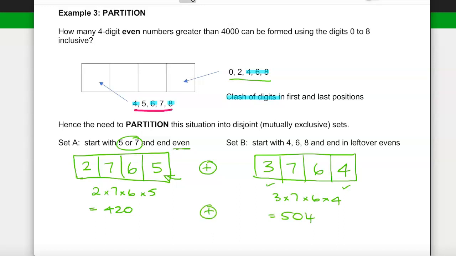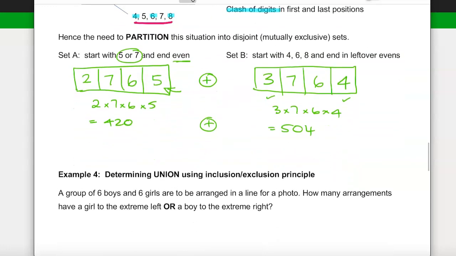So here I've got my set A or set B, and I don't have any overlap in these different arrangements that I've calculated here. So I can add these together to get a total of 924 different arrangements because I've partitioned them so that they didn't have anything in common.